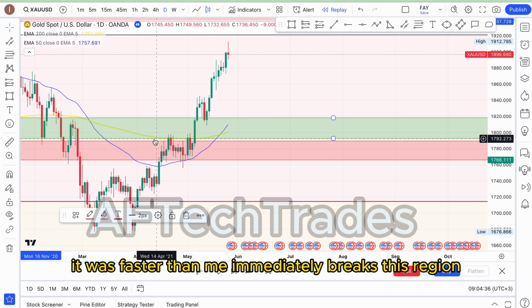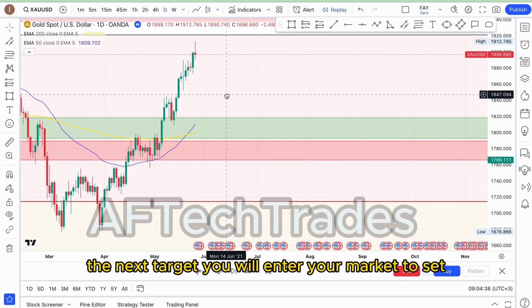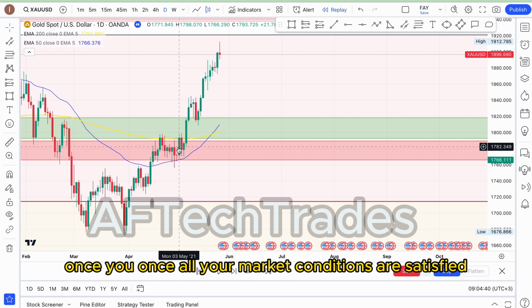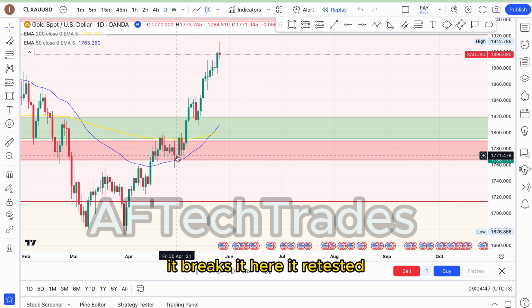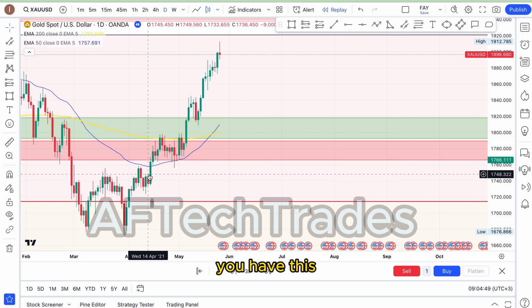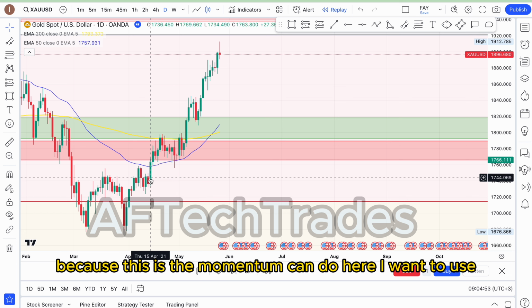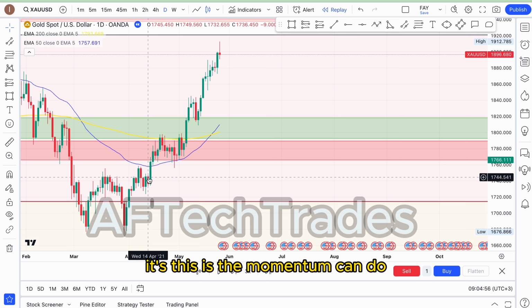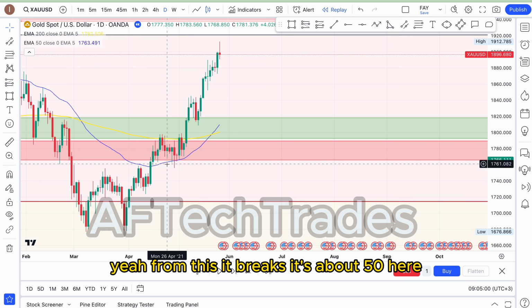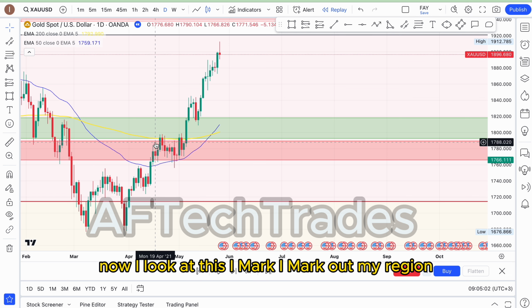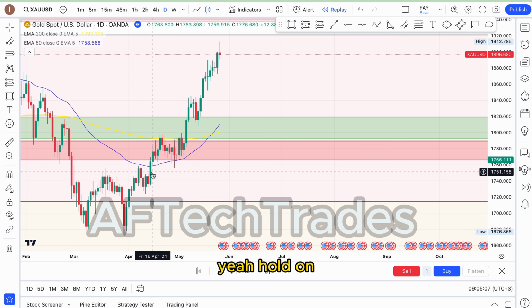Immediately breaks this region, the next target you will enter your market to set, once all your market conditions are satisfied, would be, first of all, it breaks it here, it retested. You have this, this becomes the zone, because this is the momentum candle here I want to use. This is the momentum candle. Yeah, from this, it breaks, it's above 50 here now. I look at this, I mark out my region. Hold on.